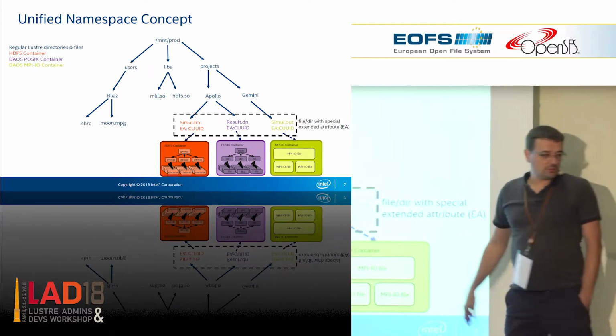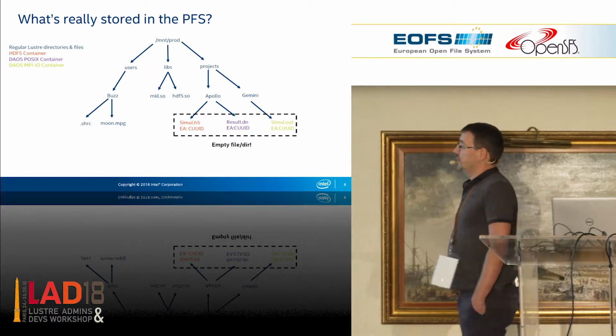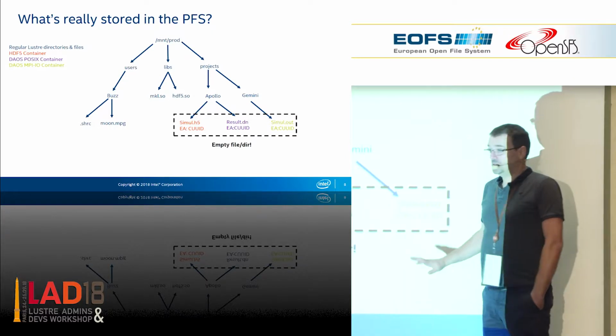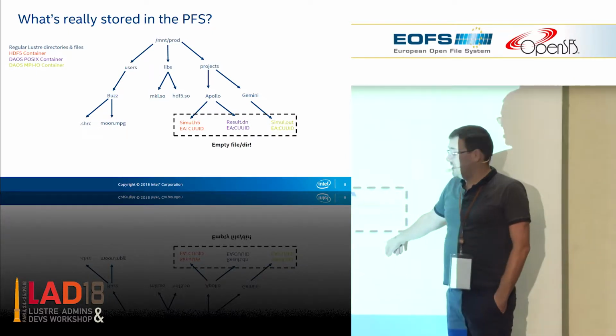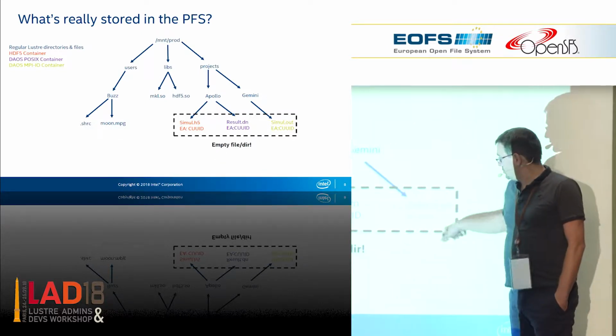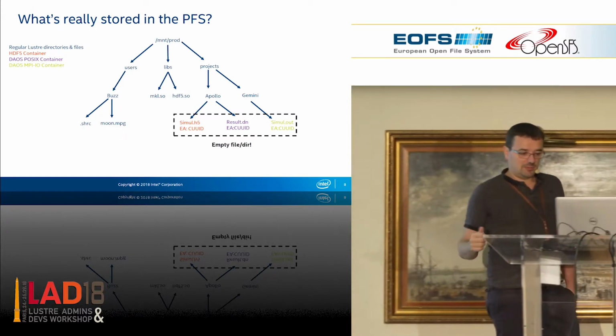Obviously, in Lustre, what you have is only that, right? You have directories and files with a special extended attribute, and this is it. If you just mount Lustre directly and go through it, you see empty directories and empty files. But this special extended attribute is going to be interpreted by the I/O forwarding layer that I mentioned before.